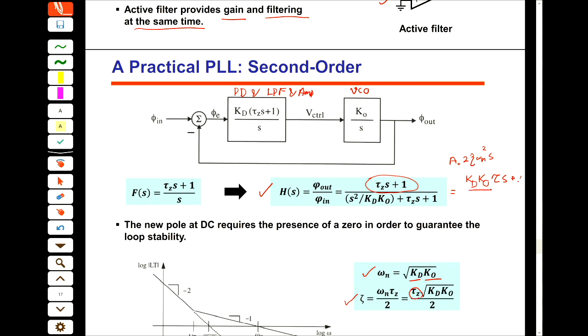And omega n squared is this one. So A naught 2 zeta is tau. Okay. A naught multiplied by 2 zeta equals to tau. And zeta is also 1 over the square root of 2, the zeta optimum. Then the gain is tau divided by the square root of 2.